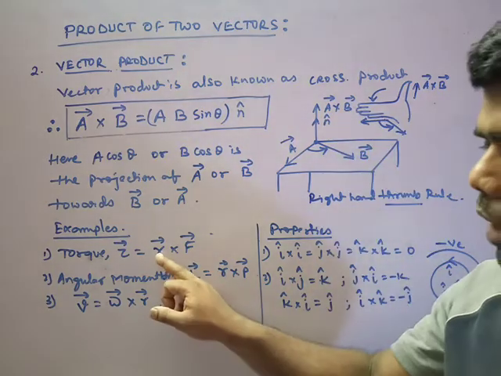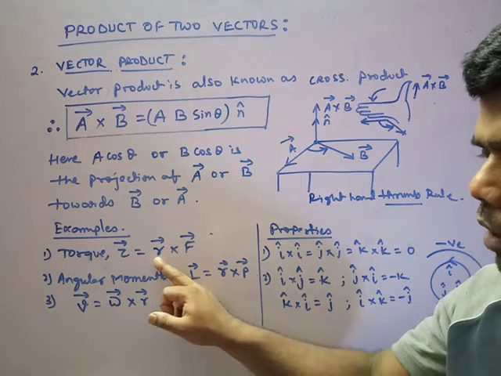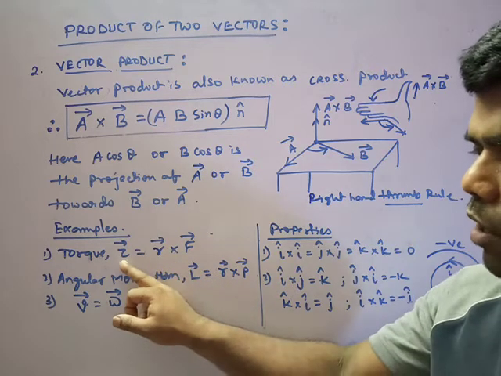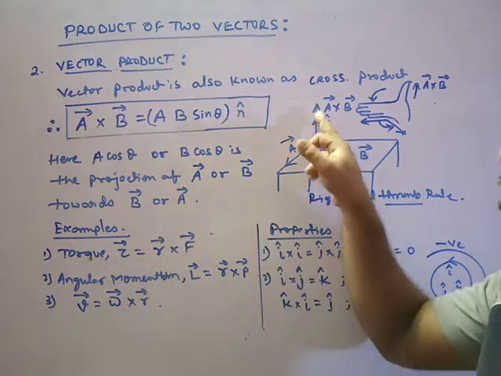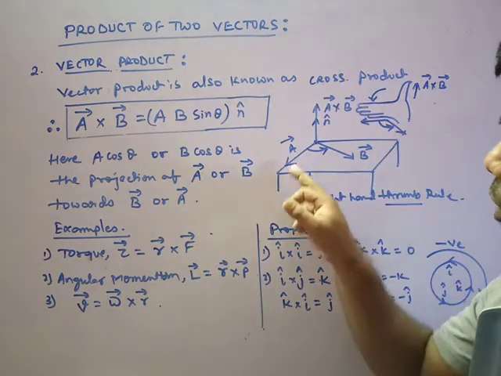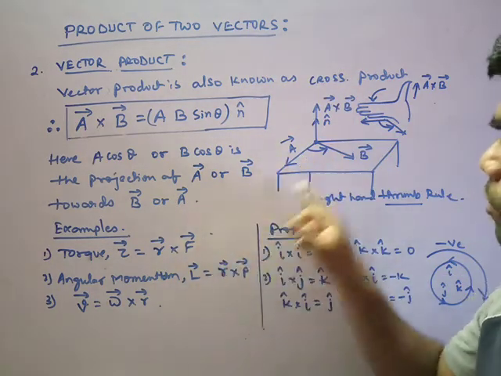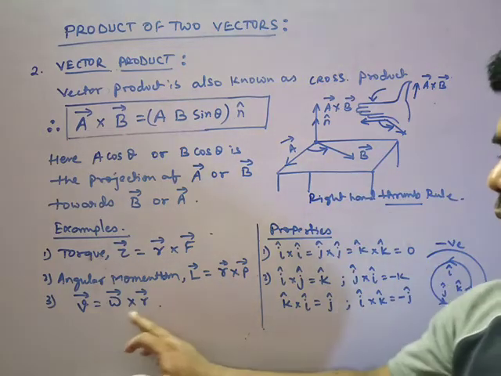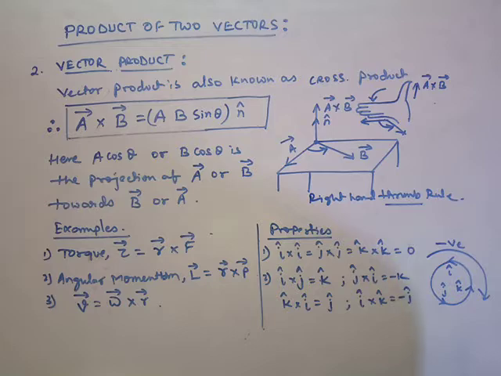For example, A cross B, the perpendicular distance and force, A and B, what is the answer? Torque. So the direction of the torque is toward this direction, where A and B may be R and one of them is F. Similarly, we can find this for angular momentum and linear velocity.